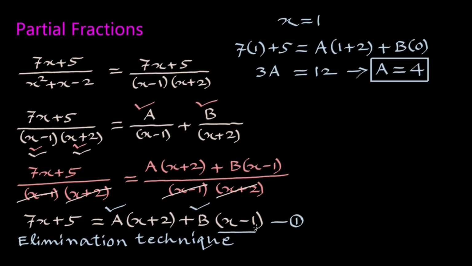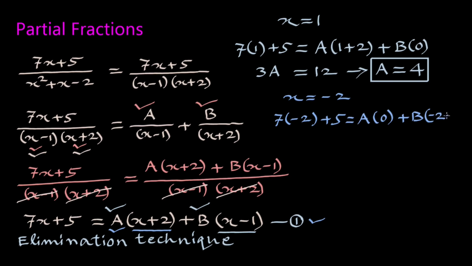Now for the second constant b, we will eliminate a. For that we will put from x plus 2, x equals minus 2. So expression 1 becomes 7 into minus 2 plus 5 equals a into 0 plus b into minus 2 minus 1. That will be minus 3b equals minus 9, b equals 3. So this is the value of the second constant.